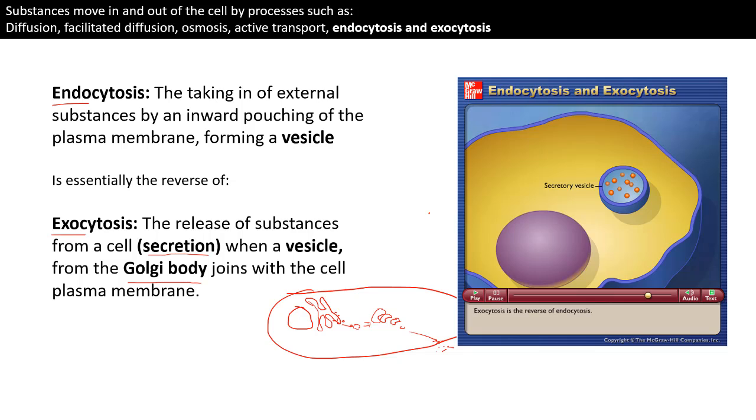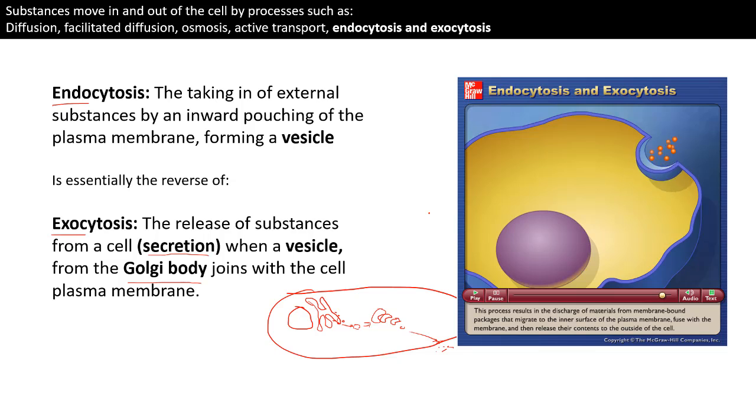Exocytosis is the reverse of endocytosis. This process results in the discharge of materials from membrane-bound packages that migrate to the inner surface of the plasma membrane, fuse with the membrane, and then release their contents to the outside of the cell. As always with these animations, this is in much more detail than you need to know, but I think it gives you a good idea of all of these different things explained in a different way.